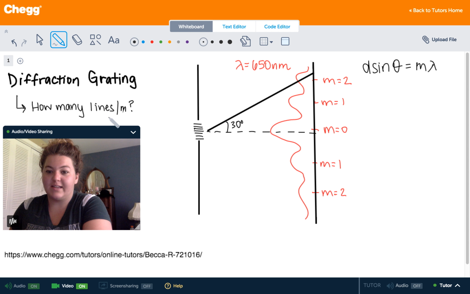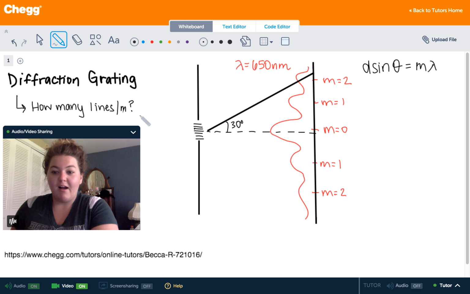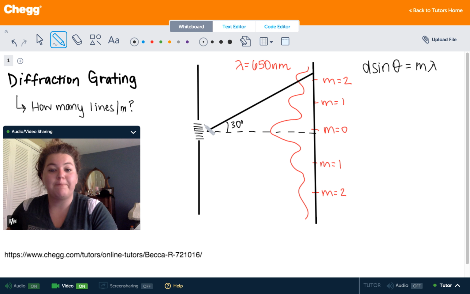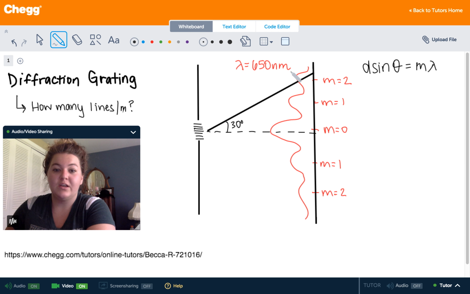So let's say that you're given a problem where monochromatic light is shown through a diffraction grating, and you're asked to find how many lines per meter the diffraction grating has, so essentially the density of lines in the diffraction grating. One important thing to note is that this is monochromatic light. That means that only one wavelength is being taken into account, and that wavelength, let's say, is given as 650 nanometers. So we have that value for lambda.